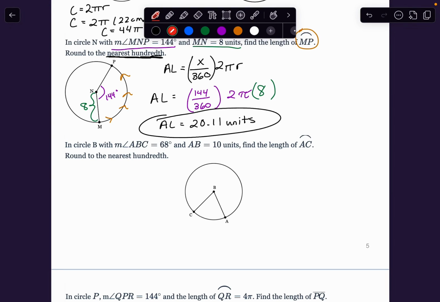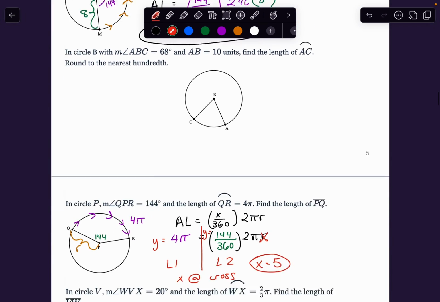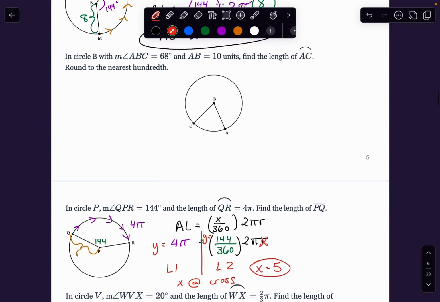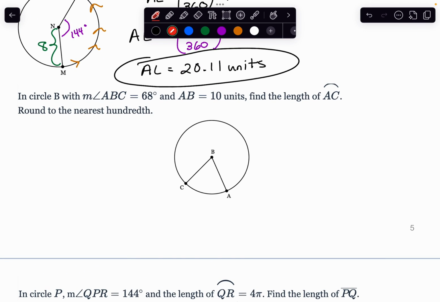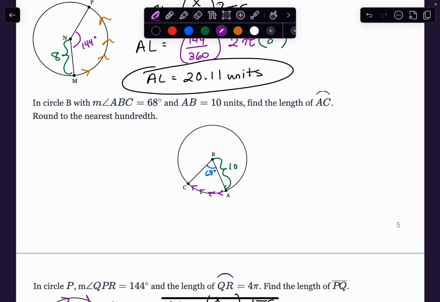Now that you should have tried to solve and answered the two questions on the bottom of 5 and the top of 6 on your own, let's go ahead and do them together. This says the measure of the angle ABC is 68 degrees, so this inside is 68 degrees. And then it's saying AB, the radius, is 10 units, so this is 10. Then it says find the arc length AC, so find this distance around the outside.